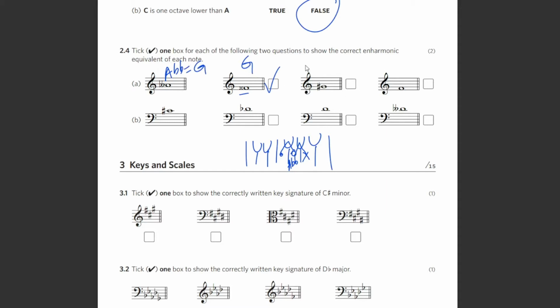Okay? So both of them. So F double sharp is also G. So both of them are enharmonic equivalents. The rest, G sharp and F, they are not enharmonic equivalent to A double flat. Okay? So they are out. All right. Okay, let me redraw the piano and let's do B together.